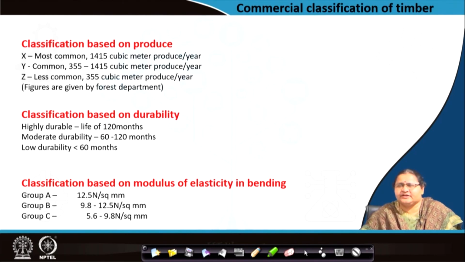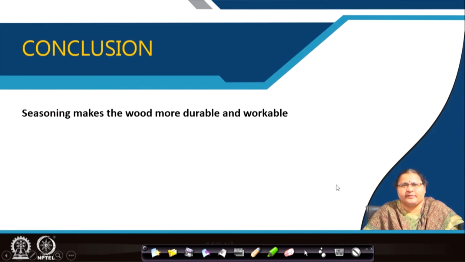Again, another classification is based on the modulus of elasticity, that is group A, that is the best quality, group B and group C. You see, these are the modulus of elasticity in bending, that is the maximum it can take is 12.5 Newton per square millimeter, that is for A group, and for C group it is within 5 to 10 Newton per square millimeter. So, these are the commercial classifications, and now we can actually summarize.